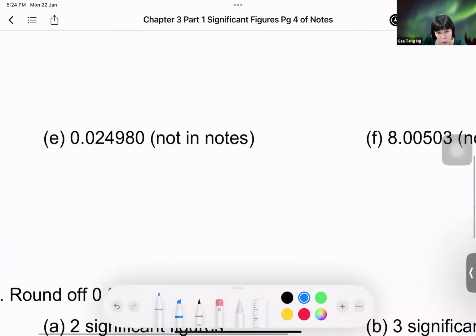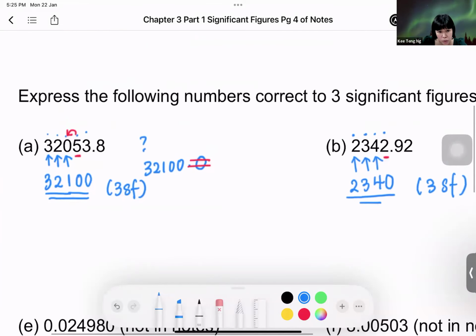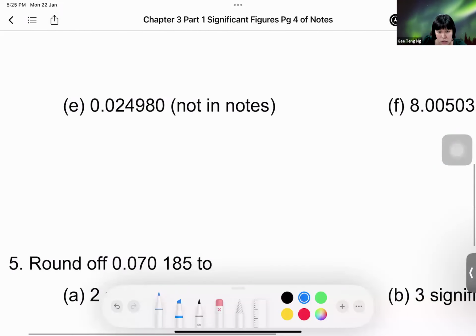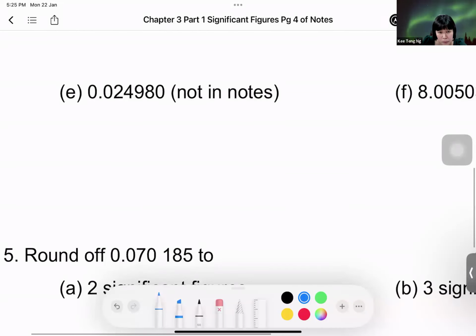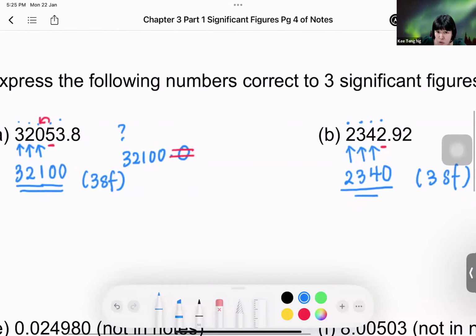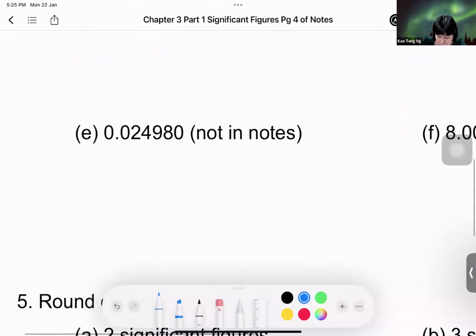Next question. Now we explore small numbers, right? Let's look at the numbers that are slightly smaller. These two questions are also not inside our notes. Please write them down. How about 0.02498? Round it off to 3 significant figures, right?